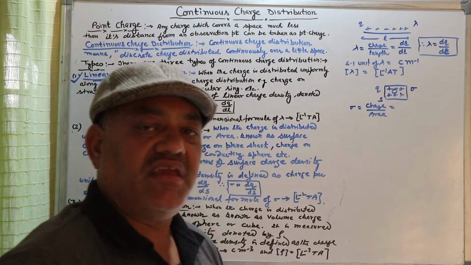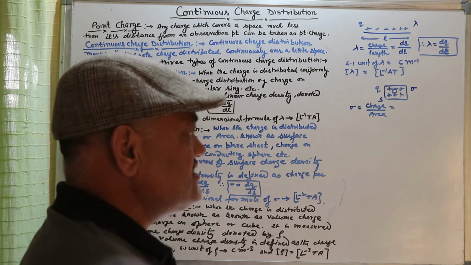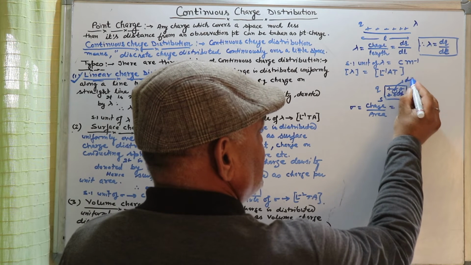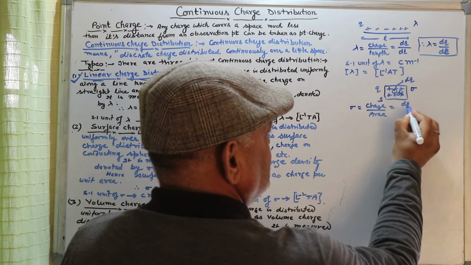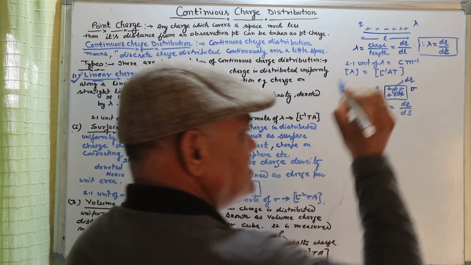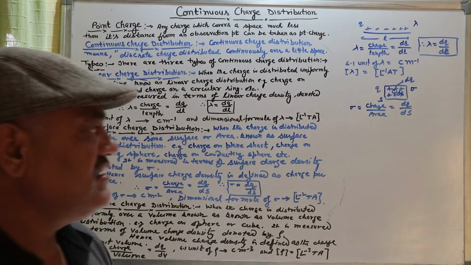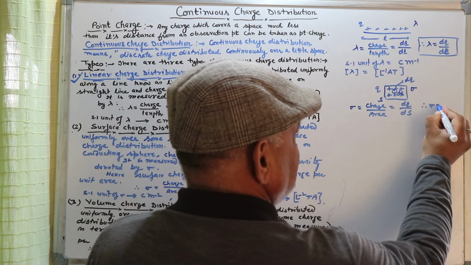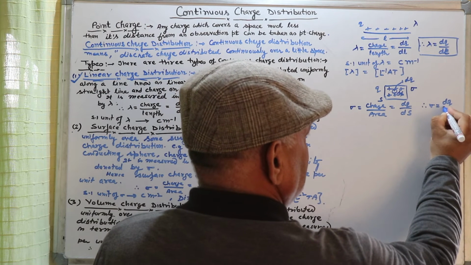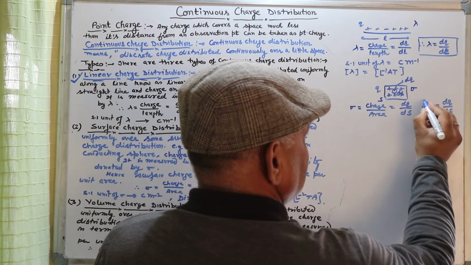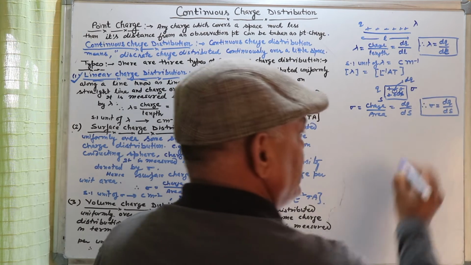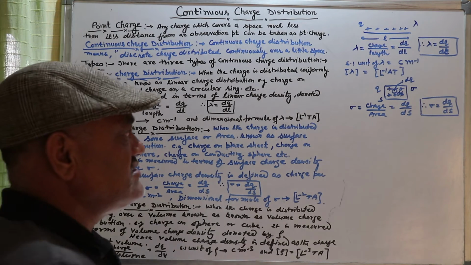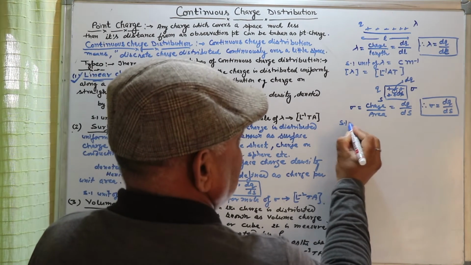How much charge is there on the unit area? Let this unit area be dS, having charge dq. Therefore, dq upon dS. Therefore, surface charge density sigma is equal to dq upon dS, means charge per unit area, charge per unit surface.